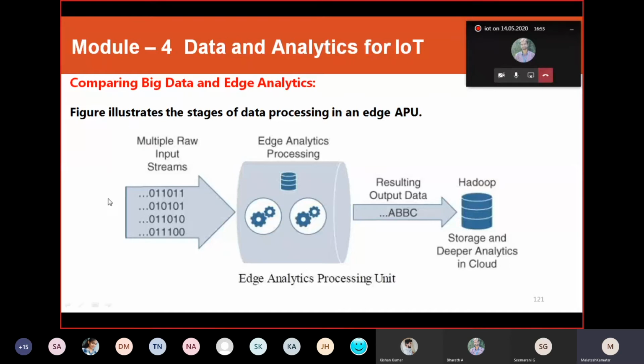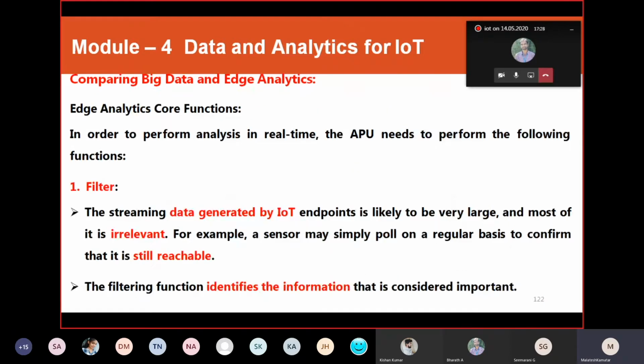Here raw data is produced, multiple raw data, and now this edge analytics processing is going to perform various filtering, combining, and analyzing, all of which can be done here. Finally it produces results in terms of output data, which we are going to analyze more deeply by using Hadoop, like MapReduce, Apache Kafka, etc. So we use some Hadoop ecosystems, and it finally analyzes in depth whatever you require. This is the general structure of the APU, the Analytics Processing Unit.